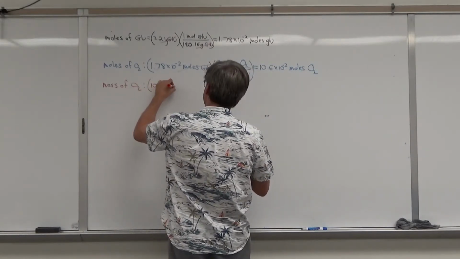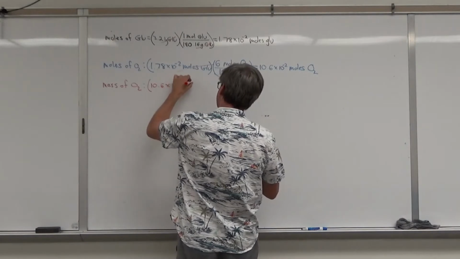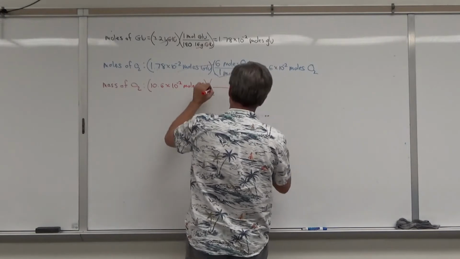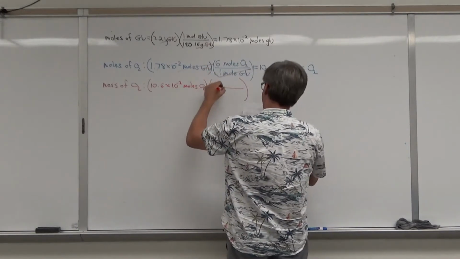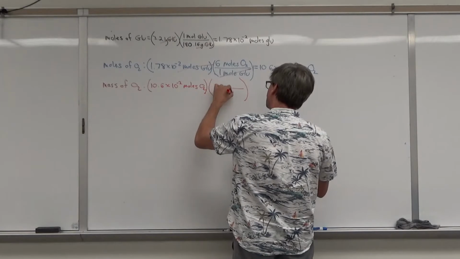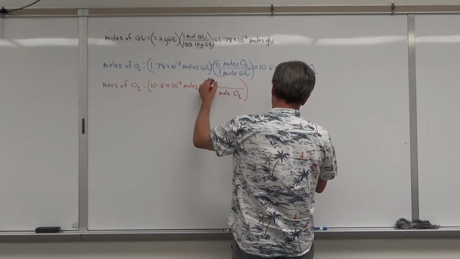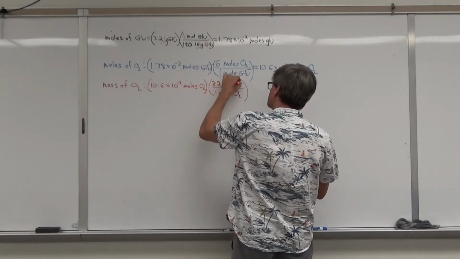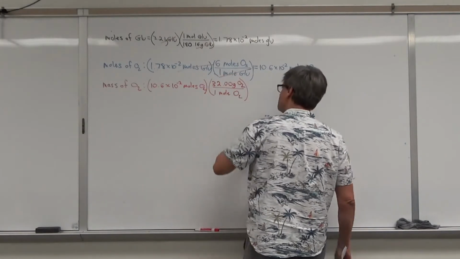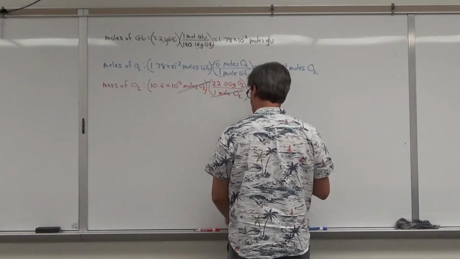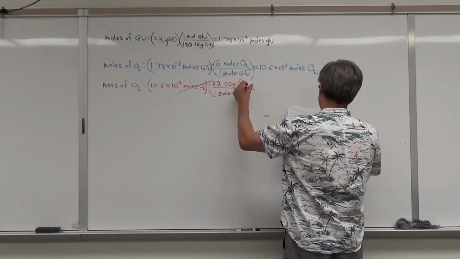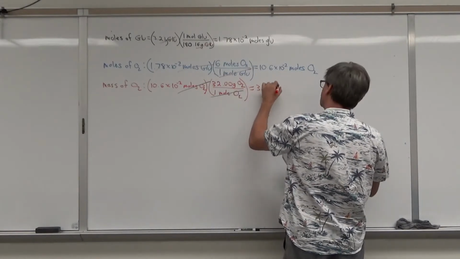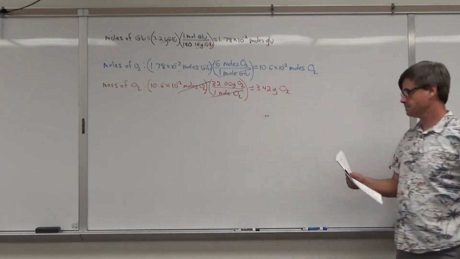So 10.6 times 10 to the negative 2 moles of O2. Okay, 1 mole of O2 is 32.00 grams of O2. Moles of O2 is going to spit out 3.42 grams of O2. Okay?